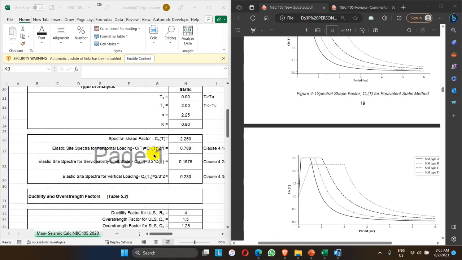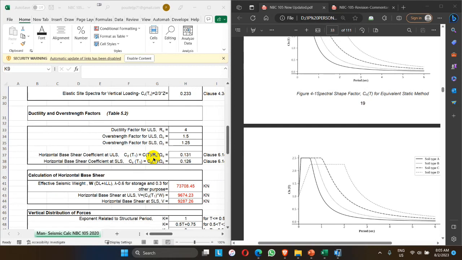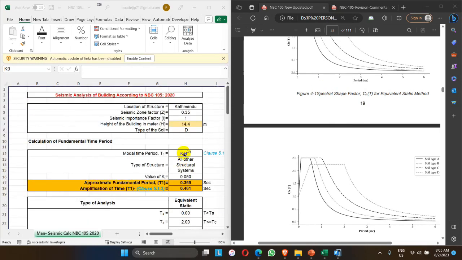Here I have developed the Excel sheet with the inclusion of the provisions in the NBC 105:2020. Let me start from the beginning. I choose the location of the structure to be in Kathmandu. Why is this important? Let me describe.